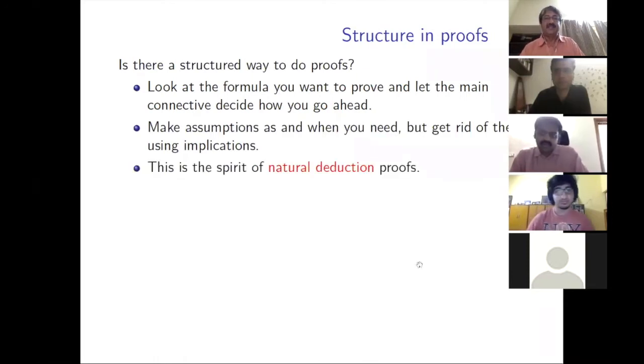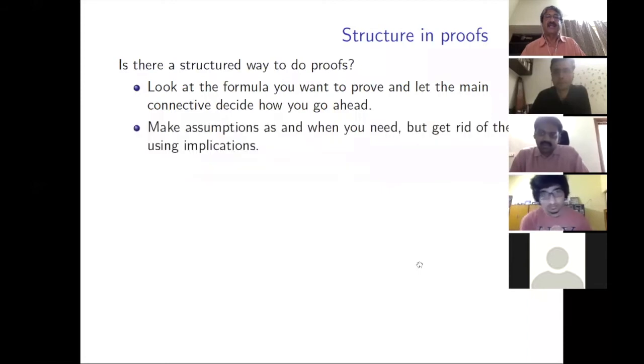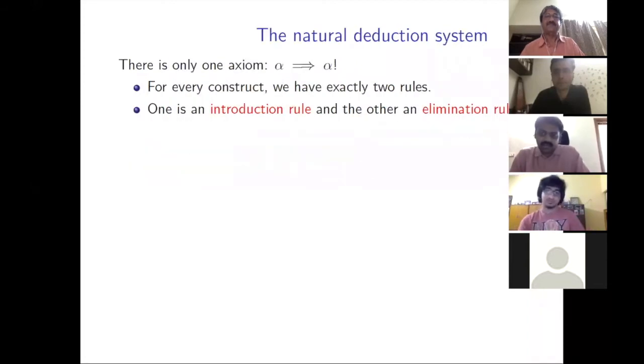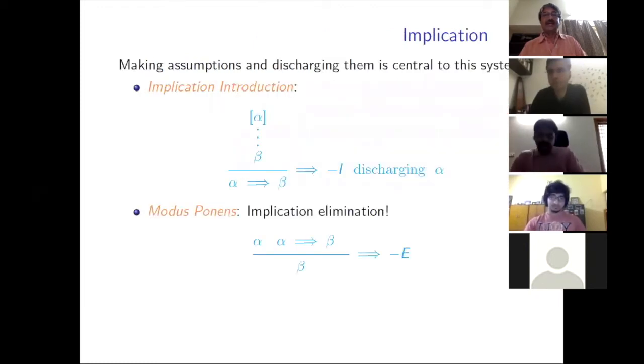So this is what I said is the spirit of natural deduction proofs, and there's only one axiom: alpha implies alpha. And for every construct, we have exactly two rules. One is an introduction rule, and the other is an elimination rule. Implication introduction is exactly what I just said. You make an assumption alpha, and from that, you go on to prove beta. Then you can derive alpha implies beta, where you discharge the assumption alpha.